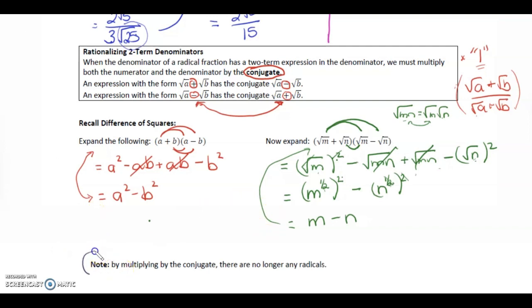Okay, so just note, by multiplying by the conjugate, there are no longer any radicals. It's going to look like this. So that's what we do when there is a binomial in the denominator.